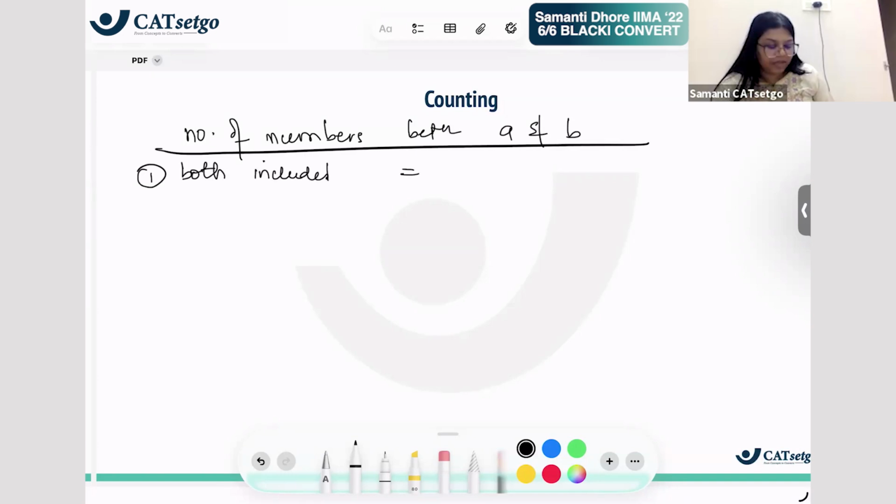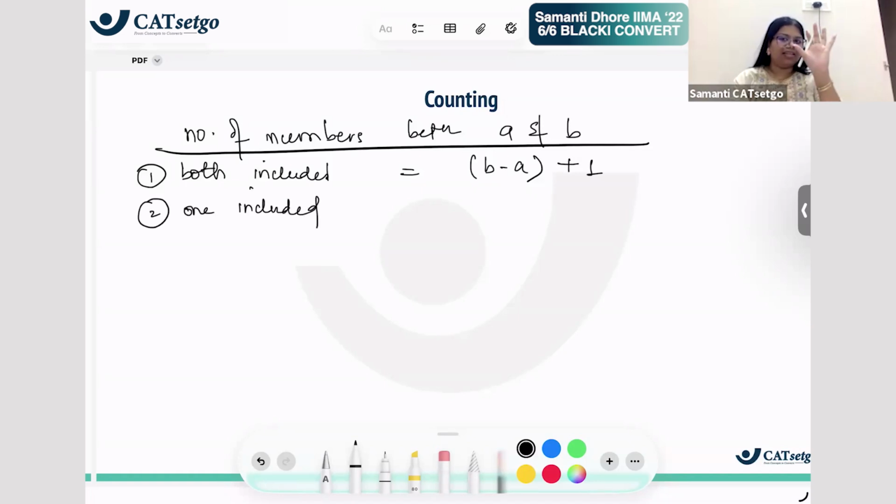So the answer will always be B minus A, whatever bigger number minus smaller number, plus 1. Right? जैसे मैं 21 to 43 count करने के लिए बोला था, तो 43 minus 20 is 22, 22 plus 1 is 23. That is why we got the answer as 23. Right? Now, if it is asked you, only one of them is included out of the boundaries that are given to you, 21 to 43, only 21 is included, let's say. So then the answer is B.